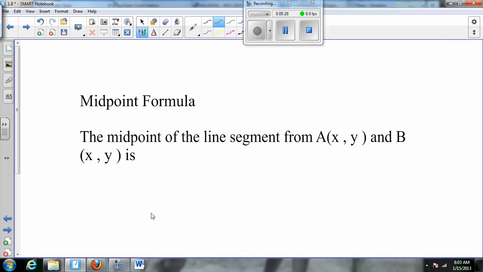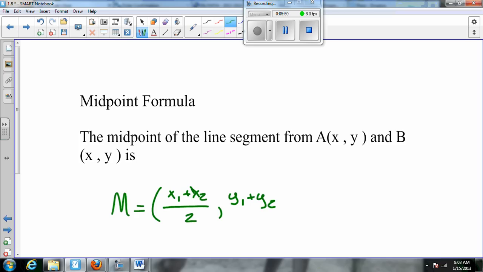When you're finding the midpoint of a line segment, you have two points, A and B. You get the formula x1 plus x2, quantity divided by 2, comma, y1 plus y2 over 2.